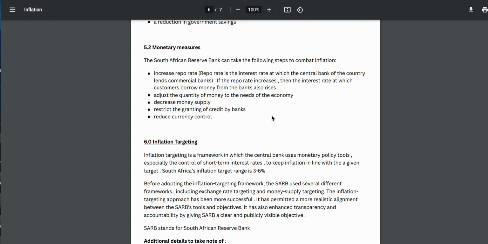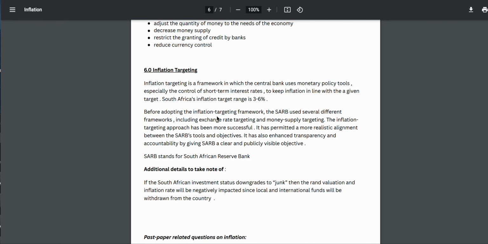The SARB, which is the South African Reserve Bank, can also decrease the money supply. I did talk about the disadvantages of pumping a lot of money into an economy. If you remember the case of Zimbabwe and hyperinflation, what contributed to that was large amounts of money being printed into the economy. So for us to combat inflation, we can decrease the money supply. There can also be a restriction on the granting of credit by banks, as well as reducing the currency control. All these are monetary measures that can be used by the South African Reserve Bank to combat inflation.